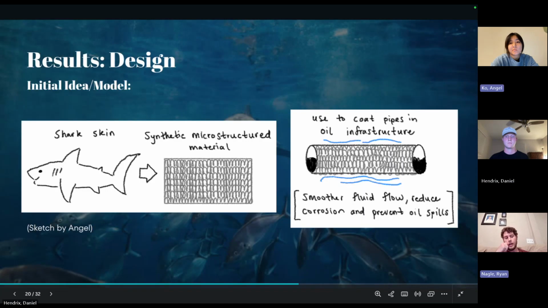So here's one of our early designs. Essentially, what we knew was we wanted to do something with microtexture, and we realized that the structure of shark skin denticles works really well for reducing drag, as mentioned before. So we decided, again, let's make a mold. Let's use microtexture inspired by the structure of shark skin denticles, and we'll use that molding as coating around these pipes to prevent corrosion.